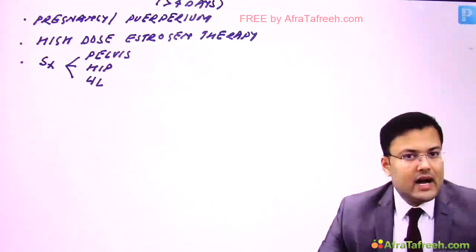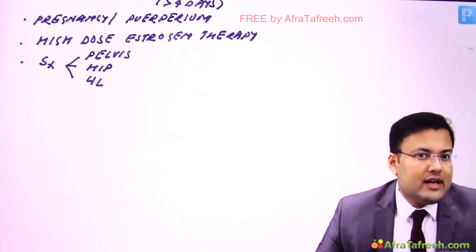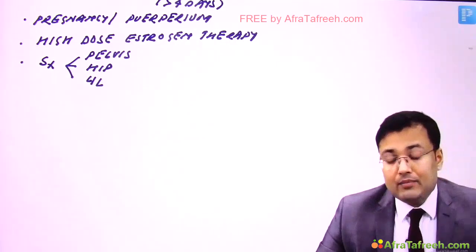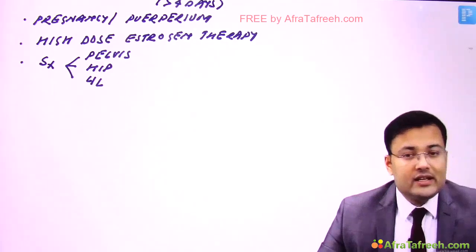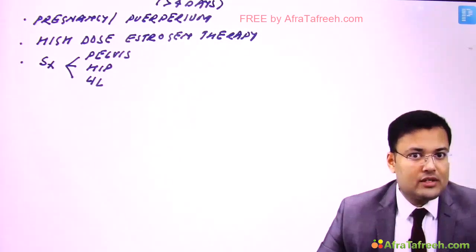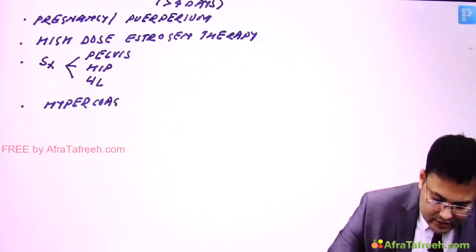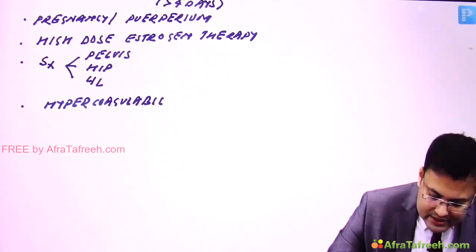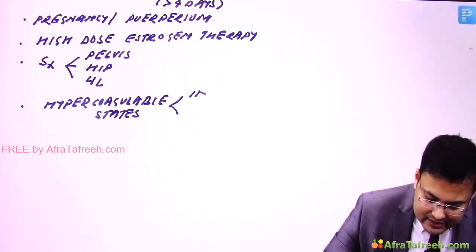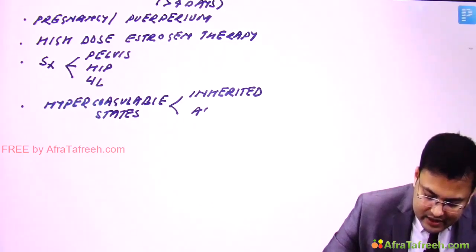After that, there are hypercoagulable states. We discussed in DVT also that there are inherited and acquired hypercoagulable states which increase the risk of DVT and simultaneously increase the risk of pulmonary embolism. So what are those conditions? Hypercoagulable states. Clear? These hypercoagulable states are of two types: one is inherited and the second is acquired.